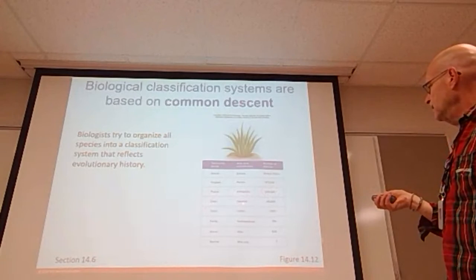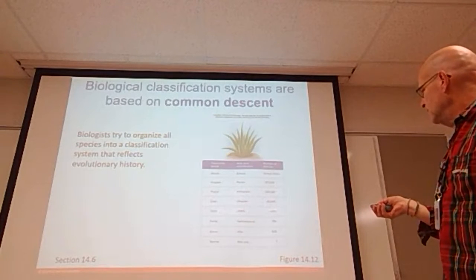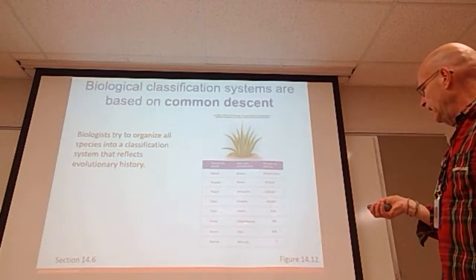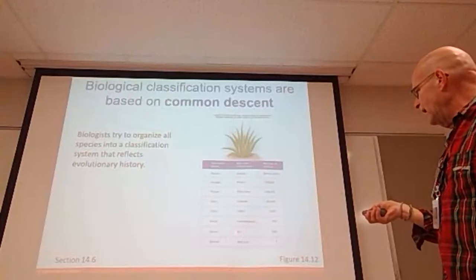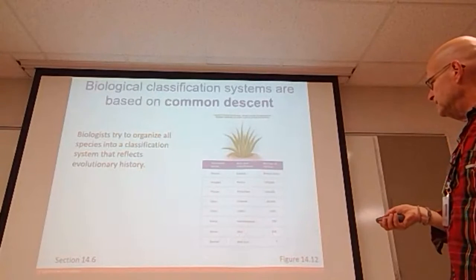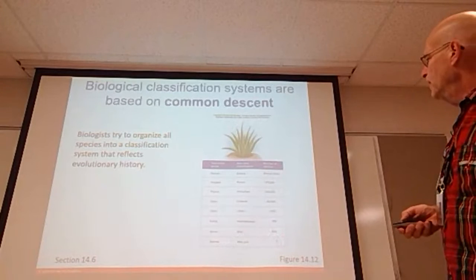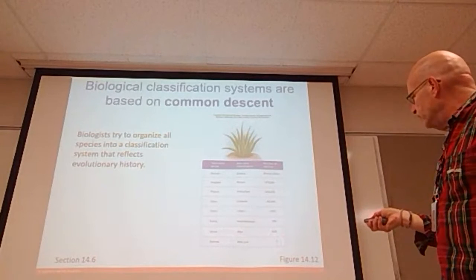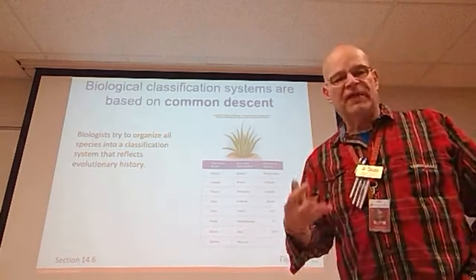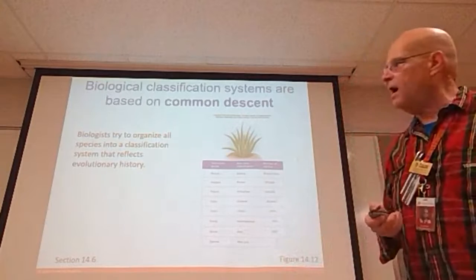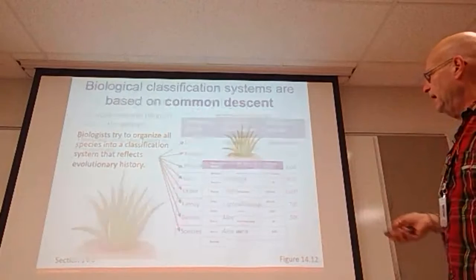Class Liliopsida, about 65,000 of those. Order Liliales, about 12,000 of those. The family, I'm not even going to try to say that one, about 785 of those. The genus Aloe, there's about 500 different aloe plants. And then the aloe vera plant, which is one species. But all of these 500 things in genus Aloe all have a number of things in common. Therefore, it is theorized that they derive from some common ancestor.